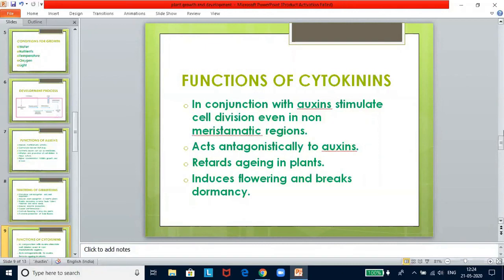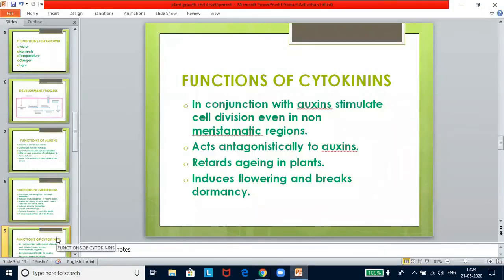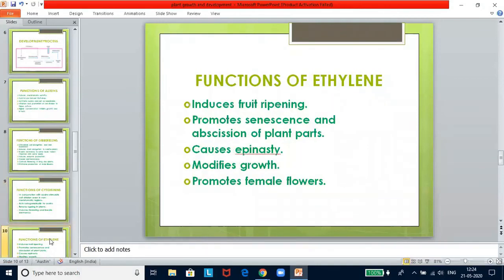Now, let us look at ethylene. Ethylene is a hormone. So, what are its effects or functions on the plants? You know that it is a fruit ripening hormone. So, it induces the ripening of the fruits. It promotes senescence and abscission of the plant organs. Exposure of plants to ethylene causes drooping of leaves and flowers, and this is known as epinasty.